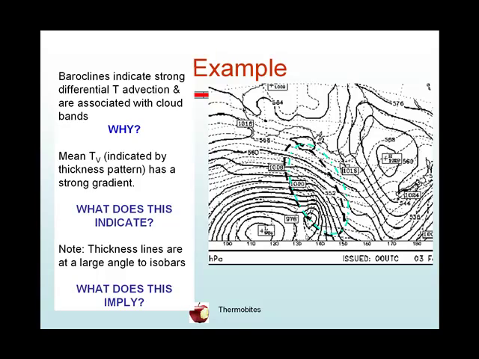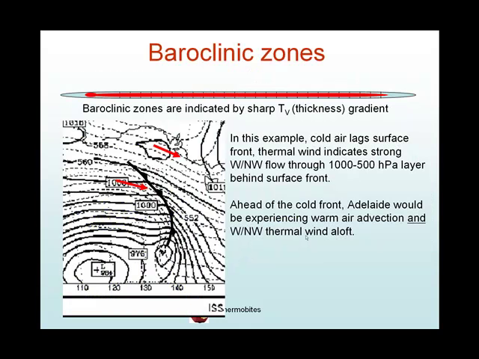So what does all of this mean? Well, the baroclinic zones are indicated by sharp virtual temperature or thickness gradients. And in this particular example, we can see that the cold air lags the surface front. So, in other words, the thickness trough, which is associated with the axis of lowest values of virtual temperature, or the coldest air, lags the surface front.